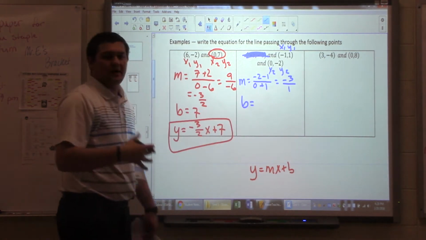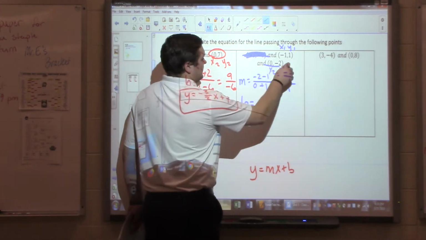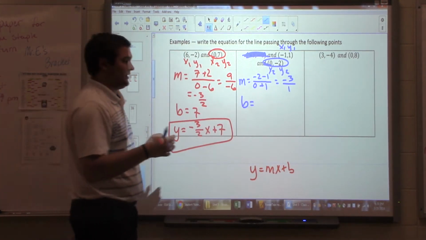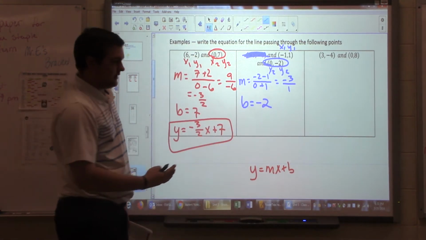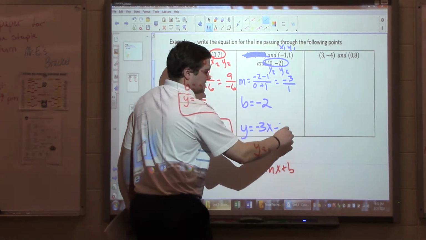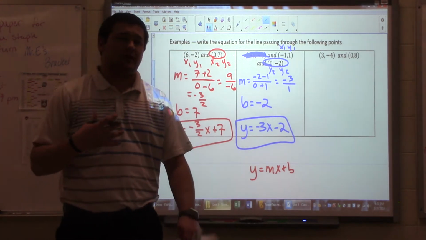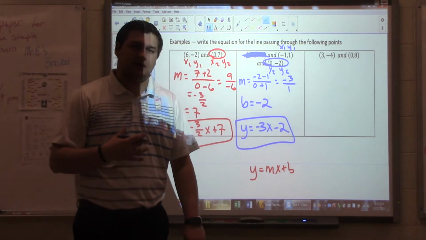My b, my y-intercept, I'm going to look at the 0, comma, a number. In this case, I have 0, comma, -2. So -2 is where my y-intercept is. So b equals -2, plug it in. Y equals -3x minus 2. So you can write plus -2. We should be writing it as minus 2 though, right? As simplified as possible. Y equals -3x minus 2.